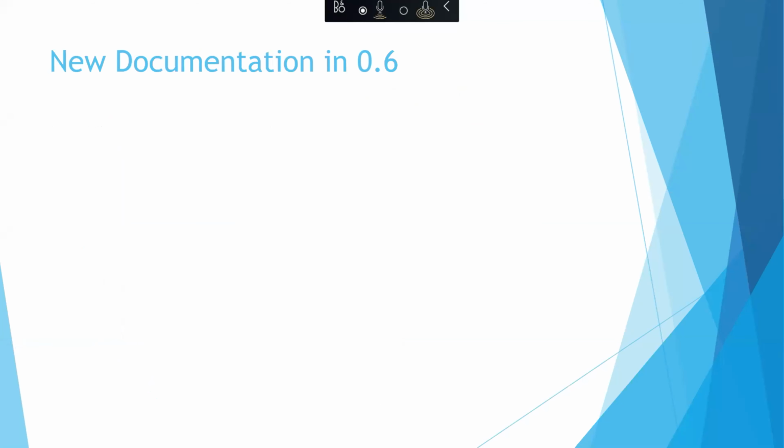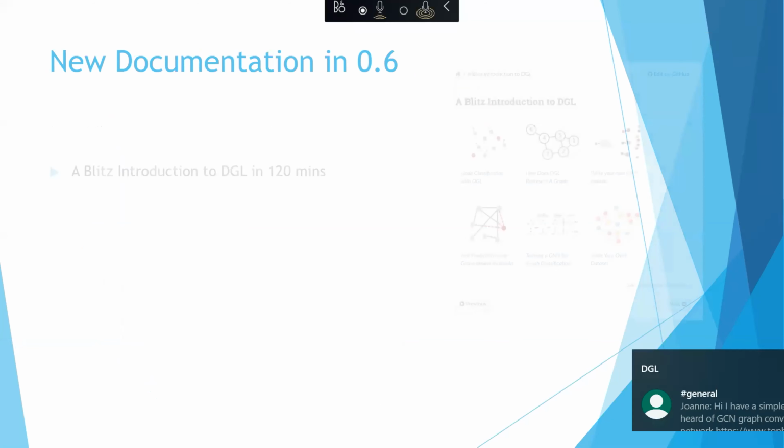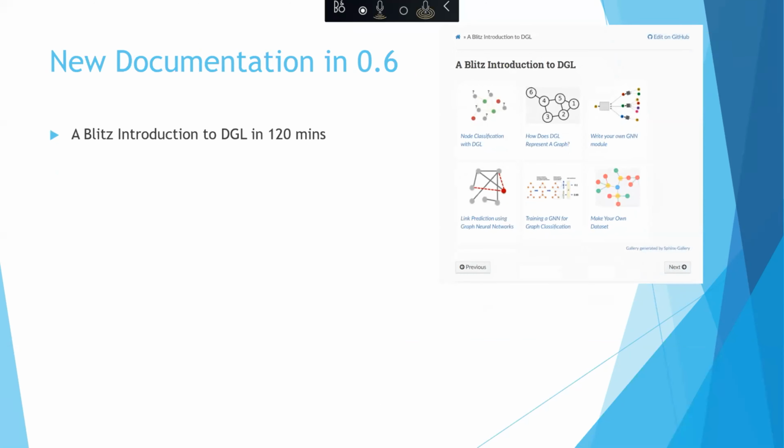So let me elaborate a little more on the new documentation in 0.6. First of all, this brand new Blitz Introduction to DGL in 120 minutes is a set of new tutorials that will teach you these very basic tasks, such as using DGL to accomplish node classification, link prediction, and graph classification, these kind of fundamental tasks on graph machine learning. It also covers the most important and also the most common components that a user will use when using DGL, such as the graph object, the GNN module, and the dataset.